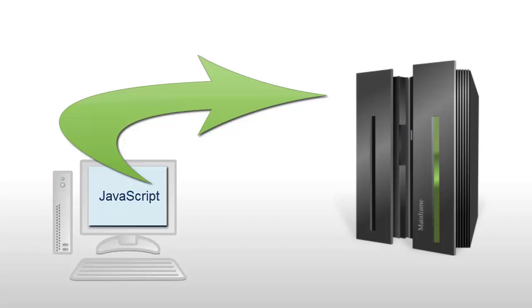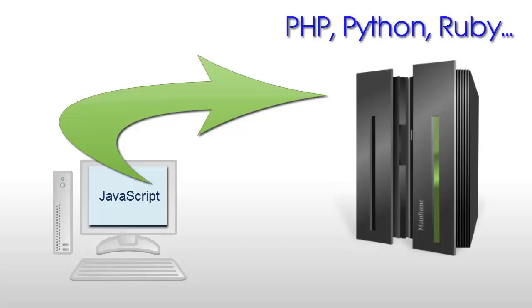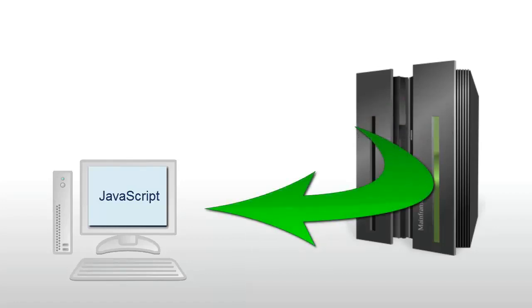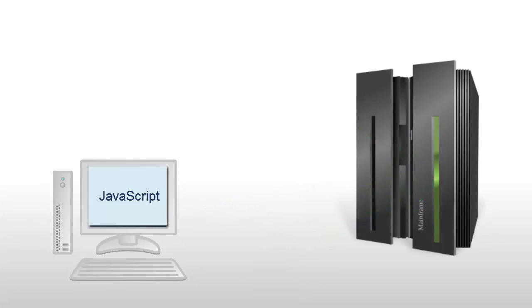That remote program is likely to be written in a language such as PHP or Python or Ruby, and those languages are able to request data, and that data may be stored in simple text files, or it may be stored in an online database. And they can then return that data to the JavaScript program running in your browser. And at that point, the data may then be displayed in the web page.